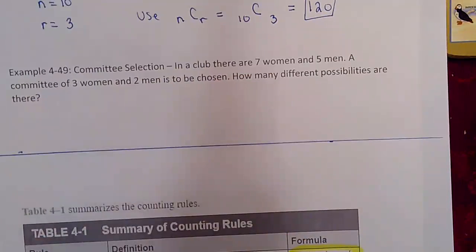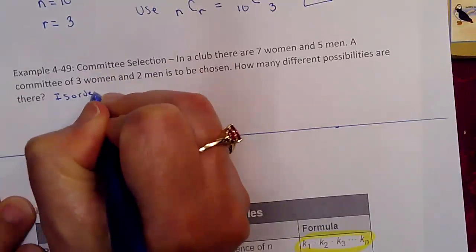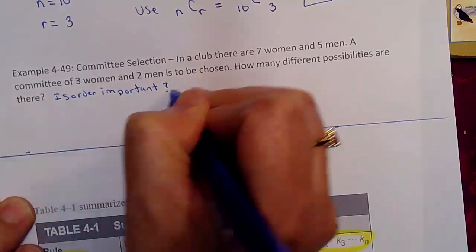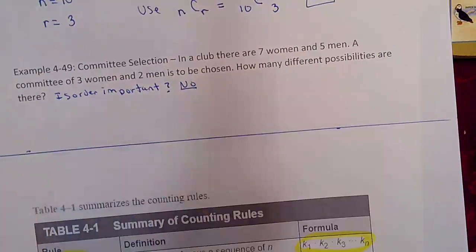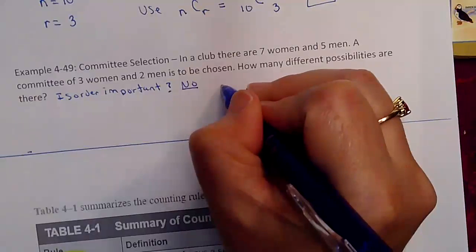So, committee selection. In a club, there are 7 women and 5 men, and a committee of 3 women and 2 men is to be chosen. How many different possibilities are there? In this example, is order important? We would say no. We want to select women and men, but in our formula, the form is going to be this. We're going to use this.